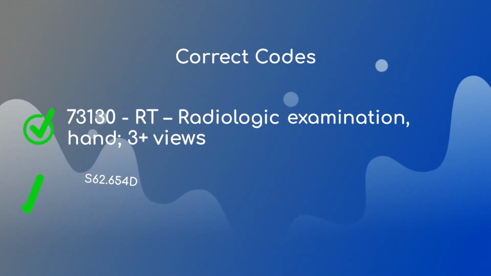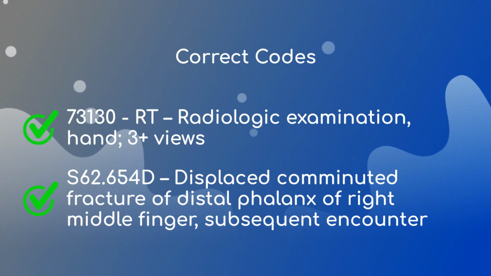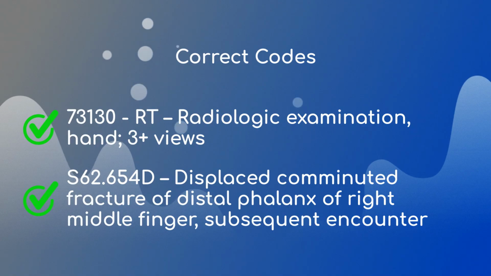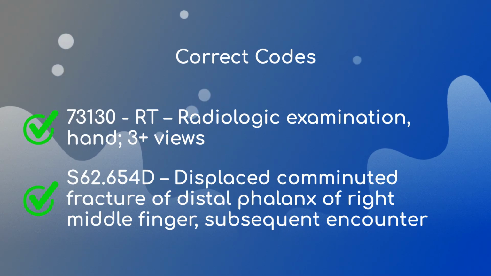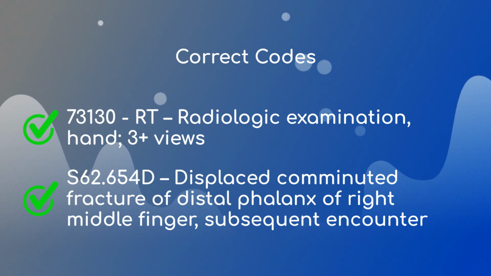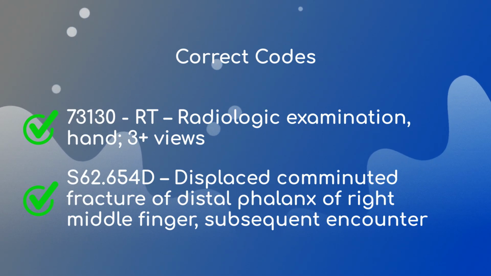Correct codes for this case: CPT 73130, left radiologic examination hand, 3+ views, and ICD-10-CM S68.112D, partial traumatic amputation of left little finger, subsequent encounter.